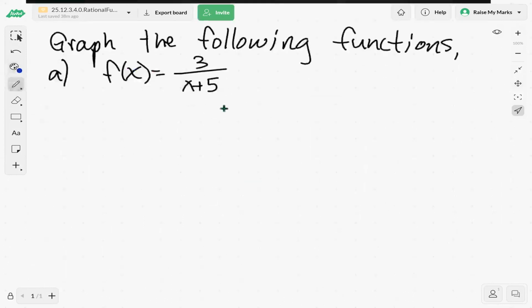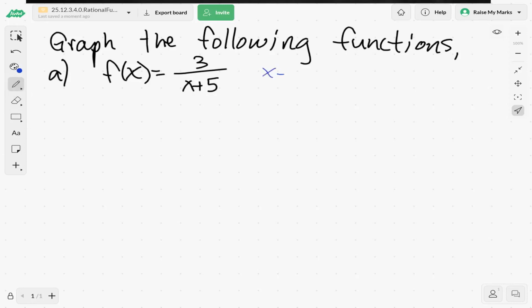All right, so graph the following functions. Our first function is f of x equals 3 over x plus 5. Okay, so we need to graph this. So we need to figure out a few things. What things do we need to find, or at least find in terms of giving us some indicators to help us graph or sketch the function?